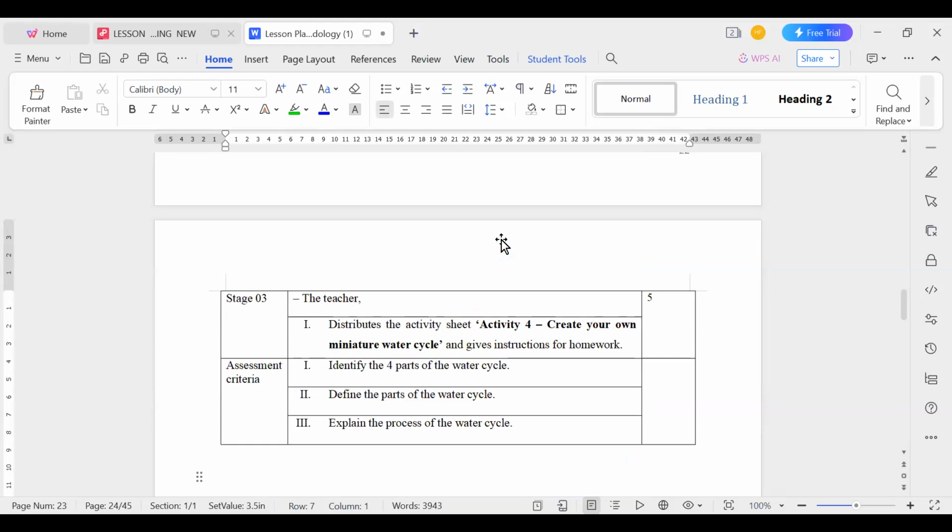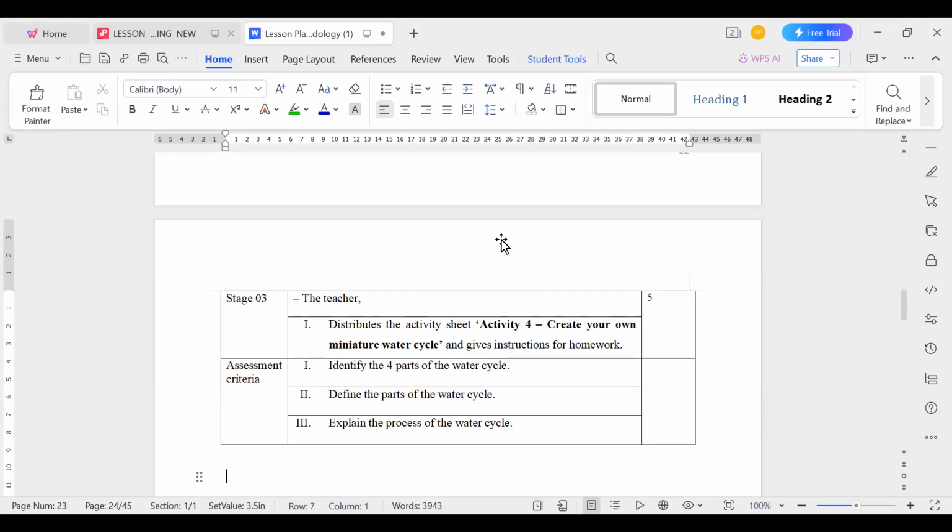You know, you can give them an exploration activity, getting them to create their own miniature water cycle. But how to do that? You have to give them an activity sheet to be taken home. Though it's not attached here, you have to prepare an activity sheet, create your own miniature water cycle, what they are supposed to do step by step in simple English language, and give it to them for homework. So the last part of your lesson plan is assessment criteria.